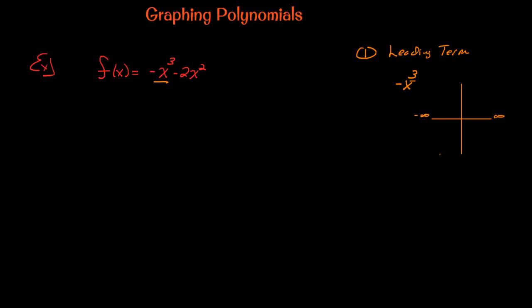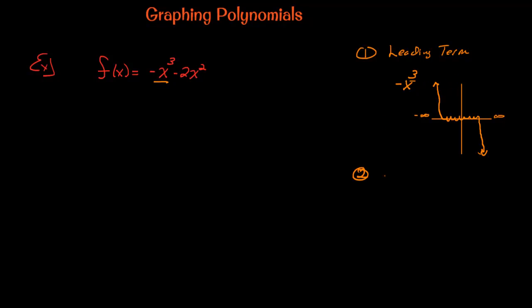So we're thinking it either starts in quadrant 3 and ends in quadrant 1, or starts in quadrant 2 and ends in quadrant 4, but it has a negative leading coefficient. So I know it's going to start up here in quadrant 2, and then it's going to move on to quadrant 4. Start off in quadrant 2 and move on to quadrant 4. That's the first thing I like to do.